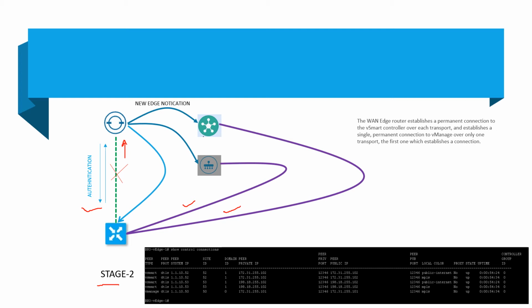You might have a situation where you're using multiple links and you want to restrict a transport from forming a vManage connection. So you can set the priority and make permanent the transport you want to form the connection to the vManage. That possibility is there. Otherwise, it is going to be random. If I look at the connection table, we can see it has formed the vSmart and vManage connections already.